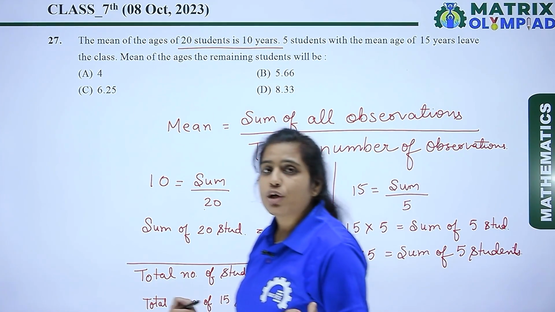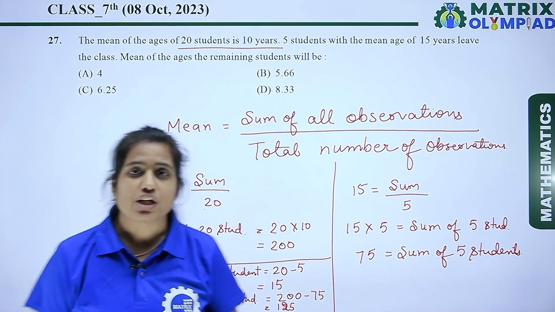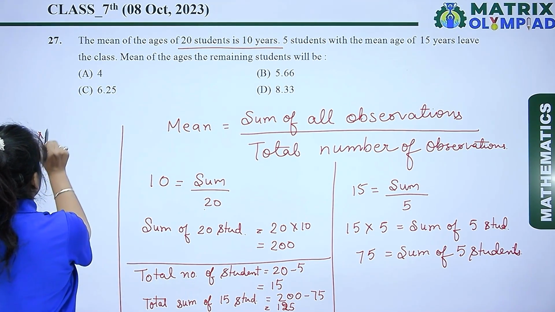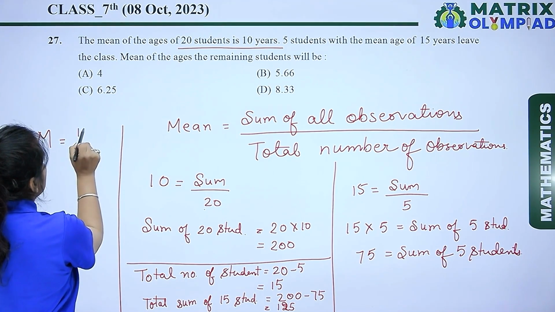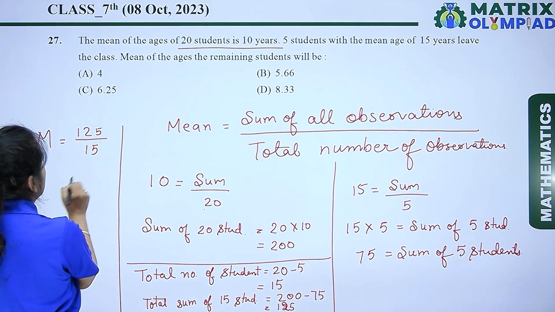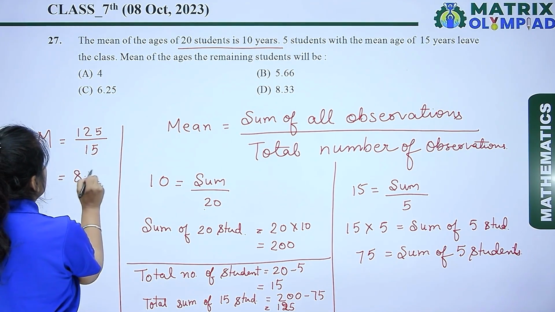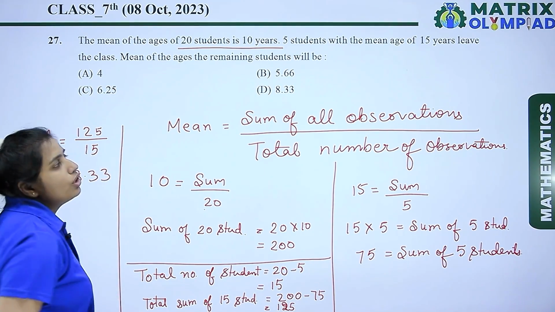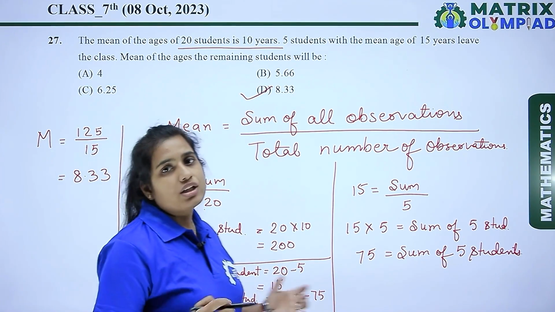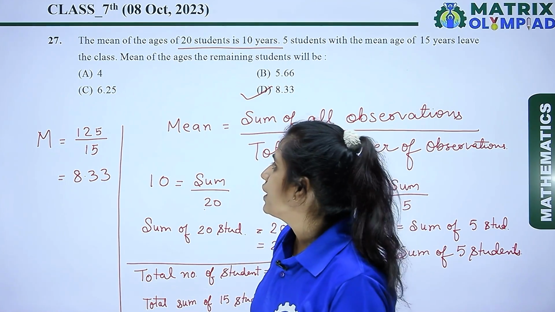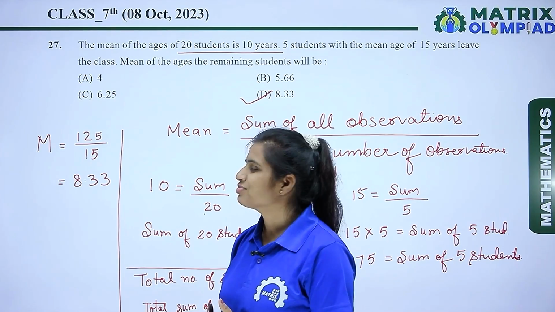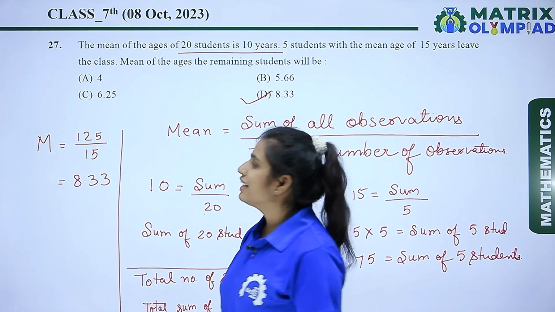So here to find out the mean, we have the total number of students and the sum of these 15 students. So let's calculate. Mean is equal to 125 upon 15. That is equal to 8.33. So the correct answer will be option D. So here we get D, the correct answer. Now let's begin with the next question.